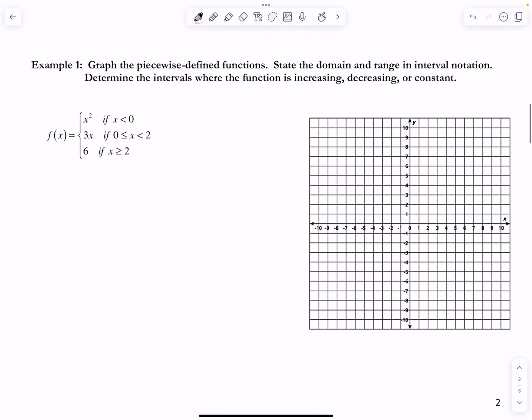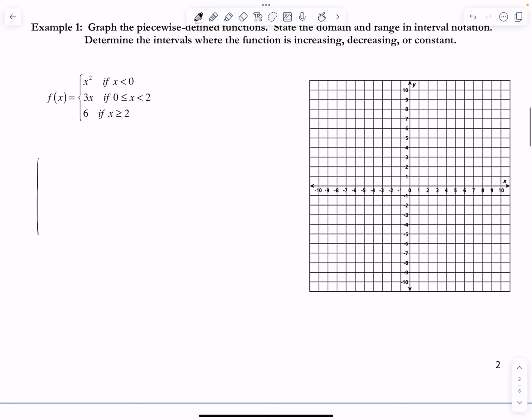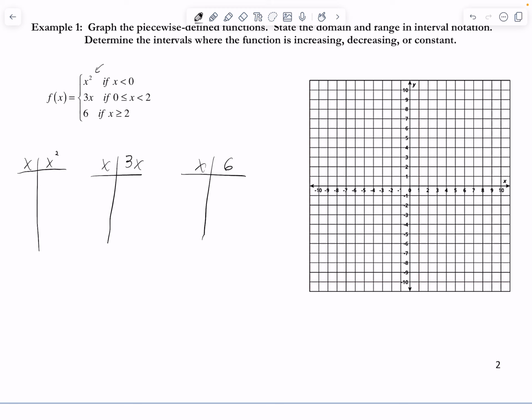All right, so I'm going to start by making three what are called t-charts with an x and a y, but instead of putting the y, I'm going to put down the function that I'm doing, or at least the piece of it. So I'm going to use x squared first, then the next one I'm going to use 3x, and the last one I'm going to use 6. Now based on each of these inequalities, that's what I'm going to plug in for the x values in my t-chart. So values less than 0 are like -3, -2, -1.